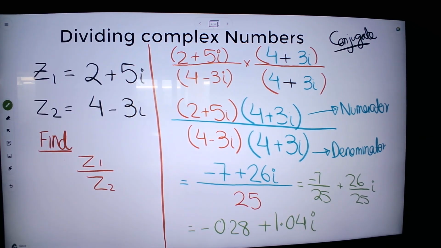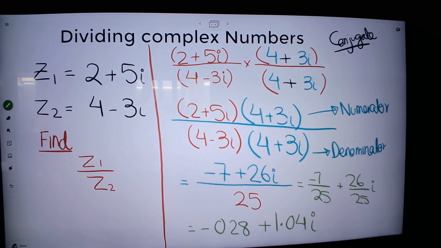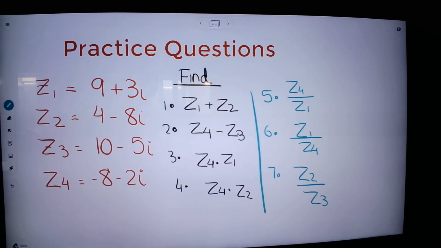Thank you. So this is the answer of the complex number to two decimal places. Always do two decimal places unless asked. If the question says 3 decimal places, go for 3 decimal places. If they don't. So these are some of the practice questions that you should be doing later on, just to give you some more idea on adding, subtracting, multiplying and dividing complex numbers.